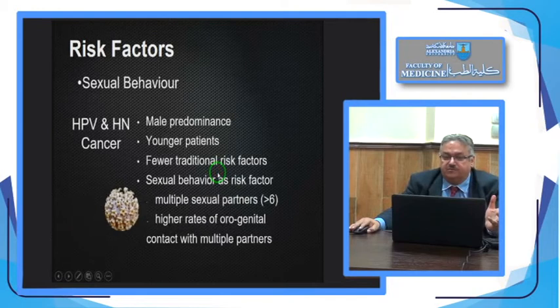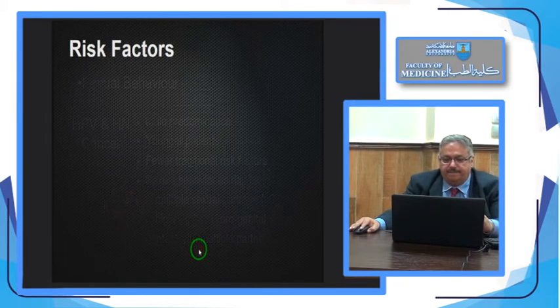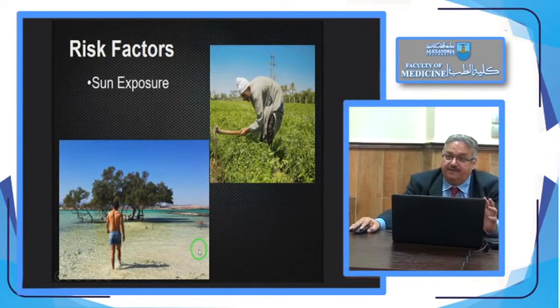Sexual behavior as a risk factor. Well, who are those persons that carry the highest risk with sexual behavior? Multiple sexual partners, more than 6. Number 2, there is a higher rate of affection of the head and neck region with squamous cell carcinoma in patients who are practicing orogenital contact with multiple partners again. Again, the very famous sun exposure as a risk factor of development of cutaneous head and neck cancer.